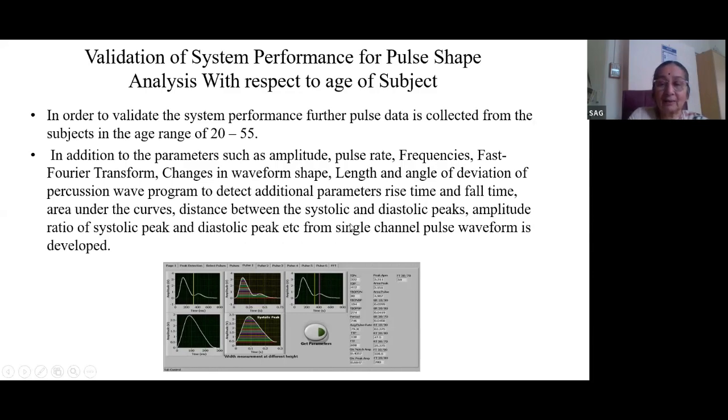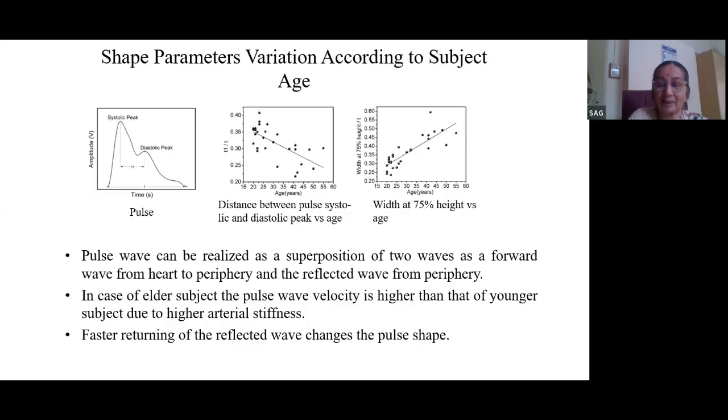And all these things were taken and stored. The area under the curve, and the width at different heights of the pulse, were also taken and stored in that patient's data file.